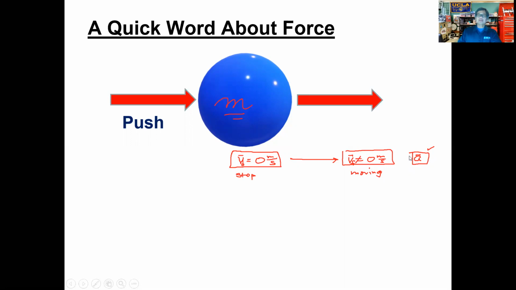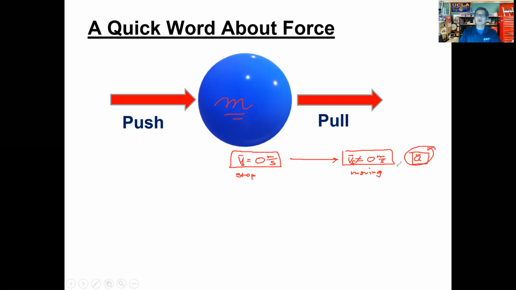Let's imagine then you come in and you pull the ball towards the right. So instead of pushing the ball on the left side of the ball, you come onto the right side of the ball and you pull the ball towards the right. As soon as you pull that ball, it will start moving. It will change the way it moves, undergo an acceleration. So this push or this pull here will lead to a change in its speed, and thus cause the ball to accelerate.